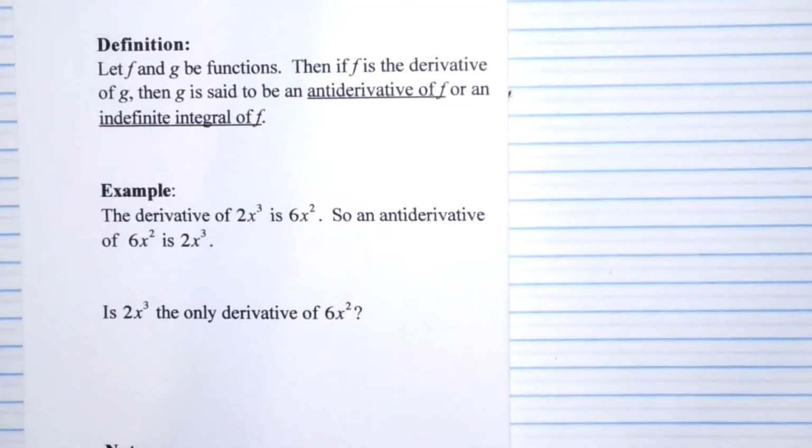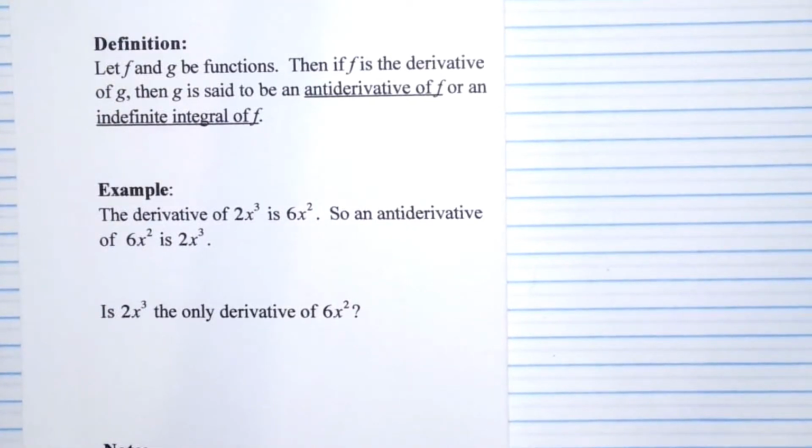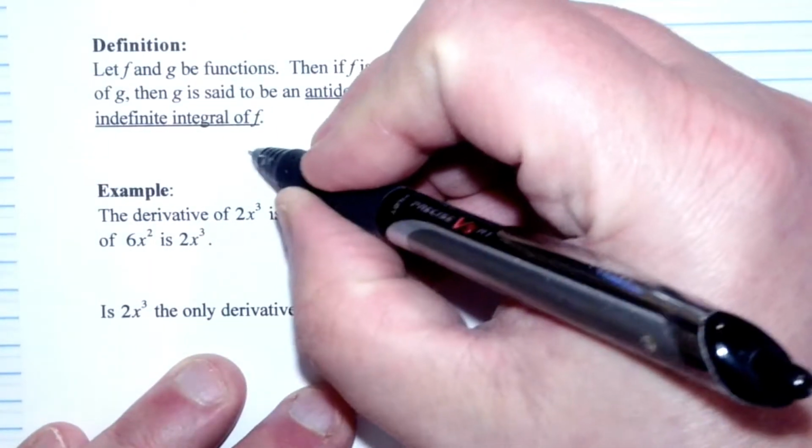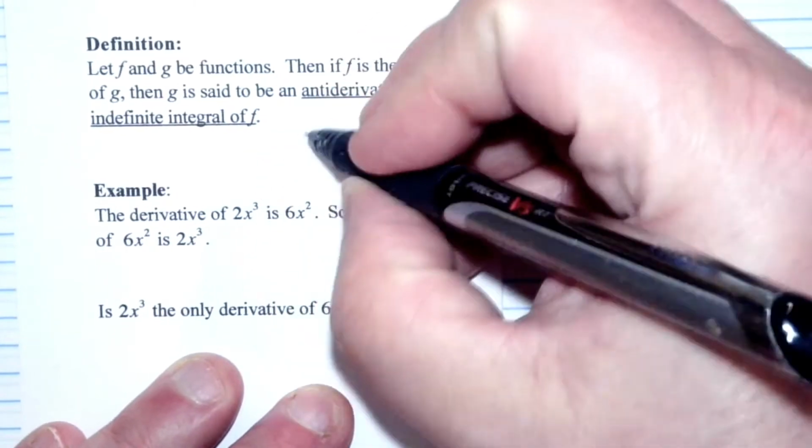In this video, we introduce the idea of antiderivatives. So the definition is that we let f and g be functions. If f is the derivative of g, then g is said to be an antiderivative of f, or an indefinite integral of f. So let me give you a little bit of an explanation.